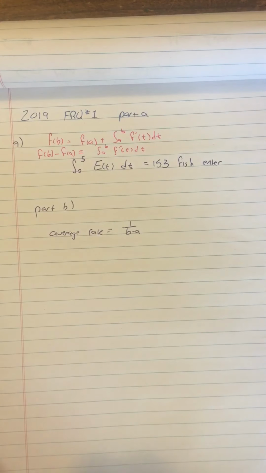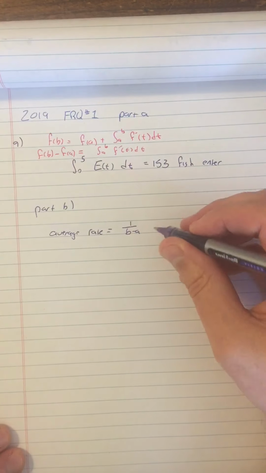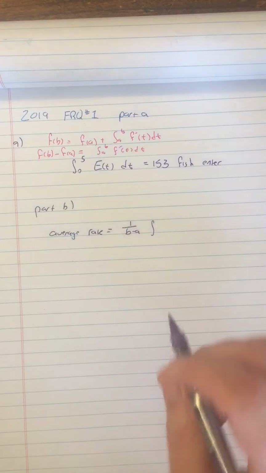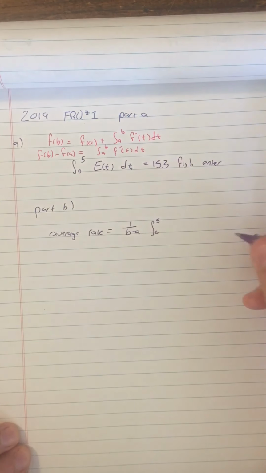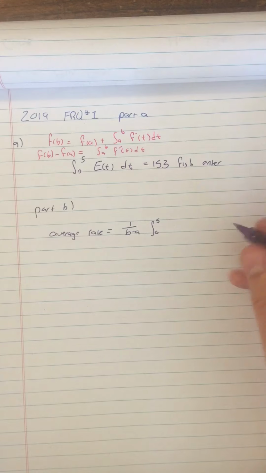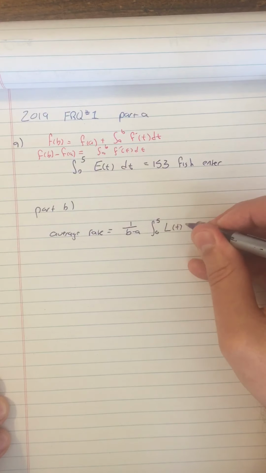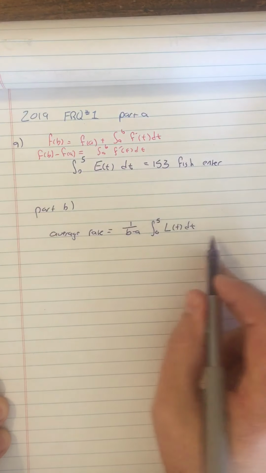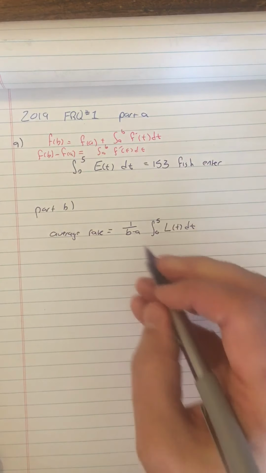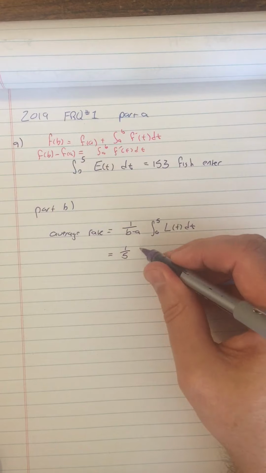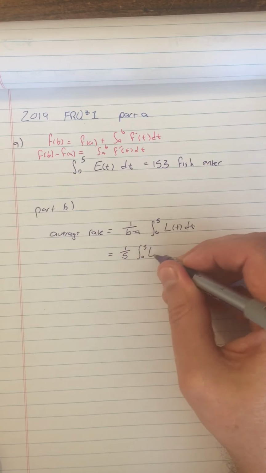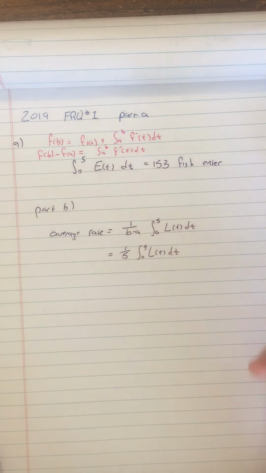Right, so it's 1 over b minus a times the integral from, pay attention to your time interval, it's 0 to 5 again. So integral 0 to 5 of, this time it's going to be L of t dt. Then again, just writing this is already going to get you a point. Or it might be that we need to substitute the b minus a and have 1/5 integral 0 to 5 of L of t dt. And then we've already got a point.